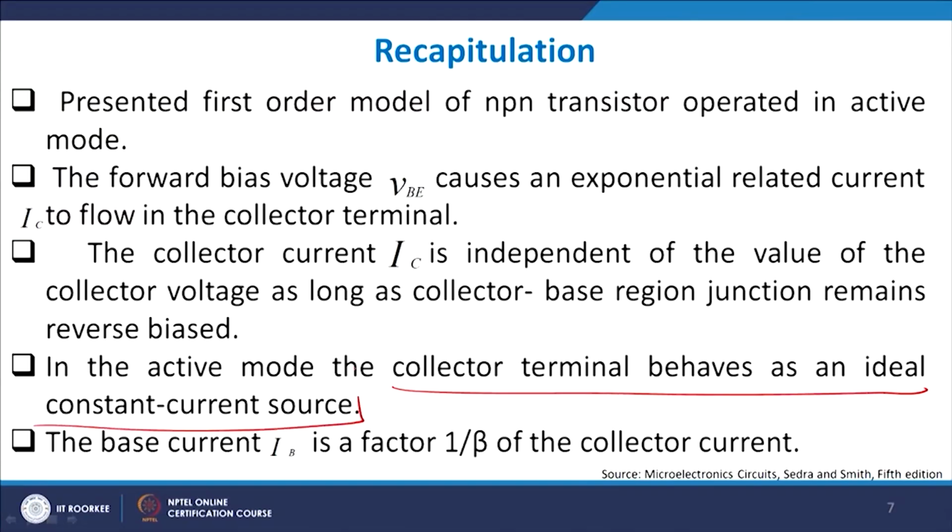and the base current IB is a factor of 1 by beta of IC. So, I can safely write beta equals IC by IB, but IB is the base current. It will be a very small quantity, but nonetheless the base current will be there, which is available to you.